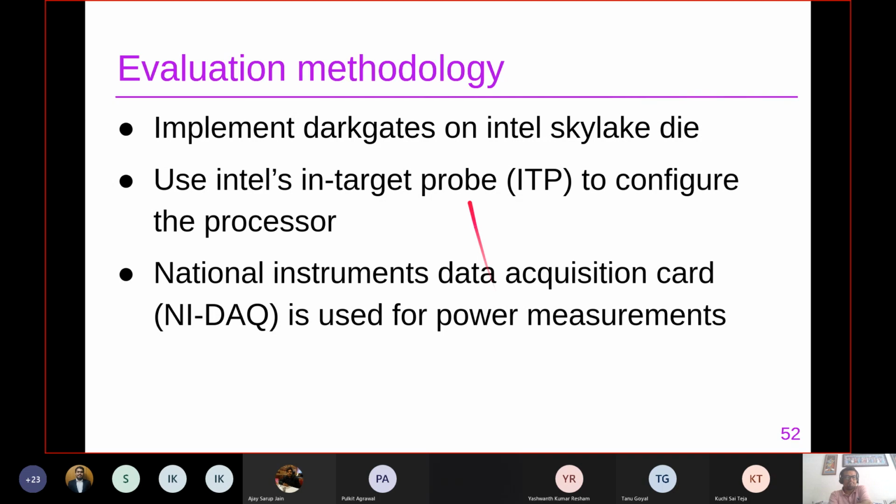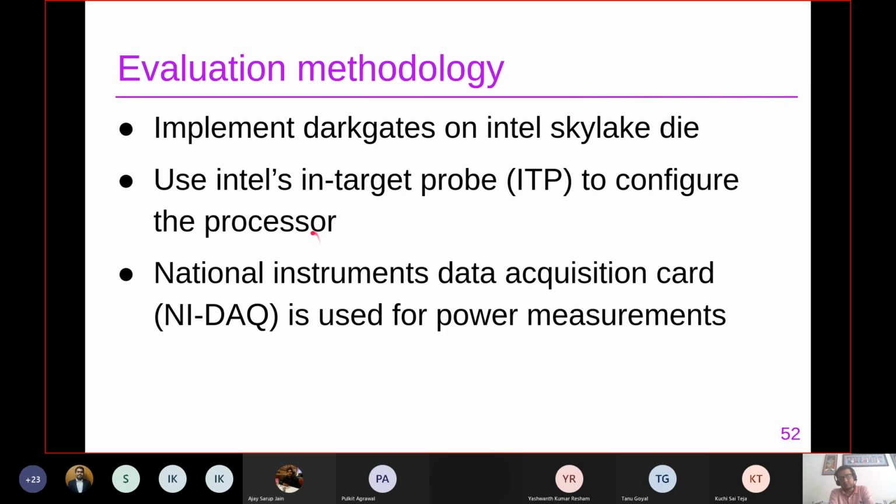Now, getting into the evaluation methodology, they implement this on the Intel Skylake die. They use Intel's in-target probe to configure the processor, and National Instruments data acquisition. What is this ITP exactly? This is a particular connection to the JTAG of the chip. The probe is connected to the JTAG, and then they are able to program the firmware. I did not go into the details of that because it would have been too much. Is this accessed through the kernel, or can even a user do that? This is accessed through the kernel only, so it will be the highest privilege level.